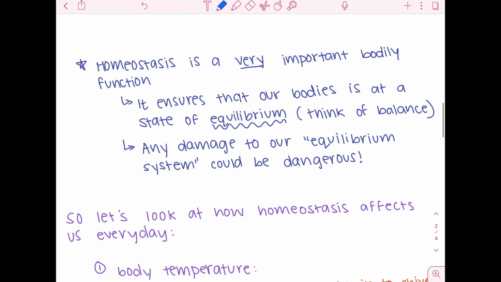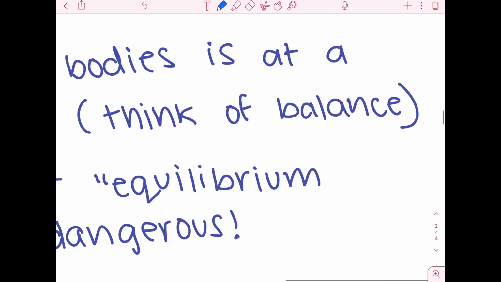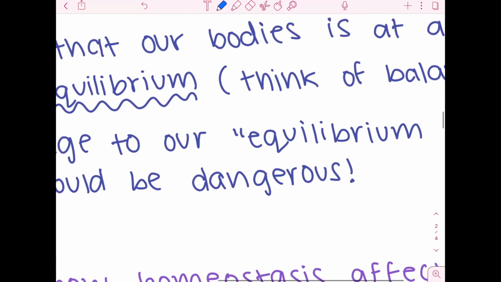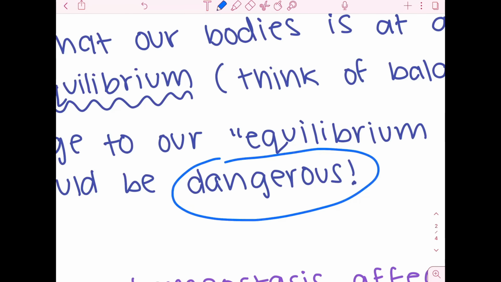Okay, moving on. Homeostasis is a very important bodily function. It ensures that our bodies are at a state of equilibrium. And equilibrium basically means balance. So like a balance of, as I mentioned before, acidity, a balance of water, a balance of temperature. And any damage to our equilibrium system could be very dangerous. So as I mentioned before, protein denatures if it's in an unfavorable climate.